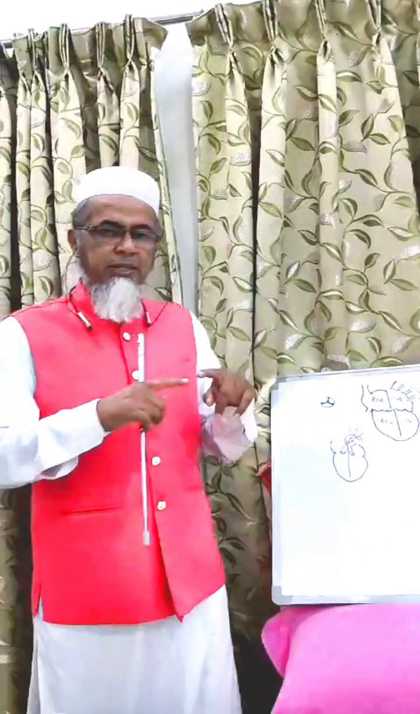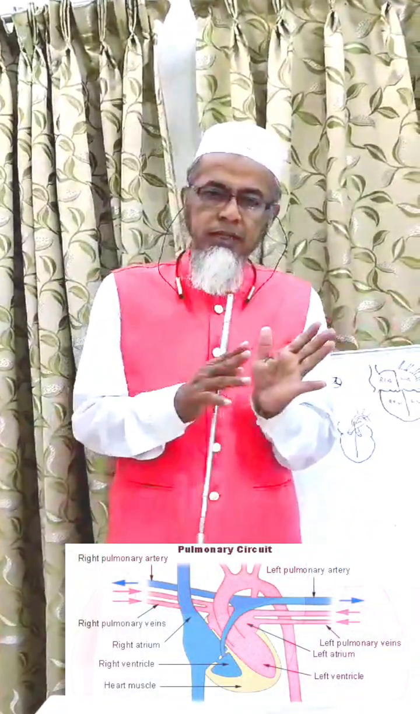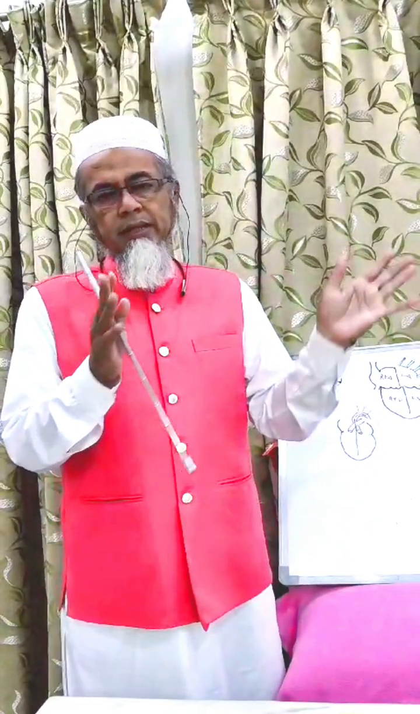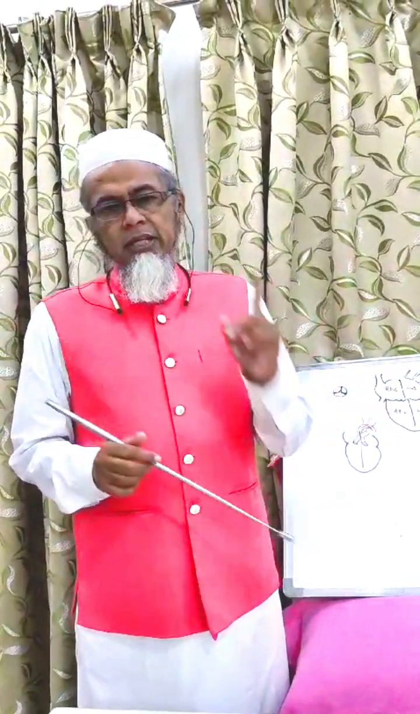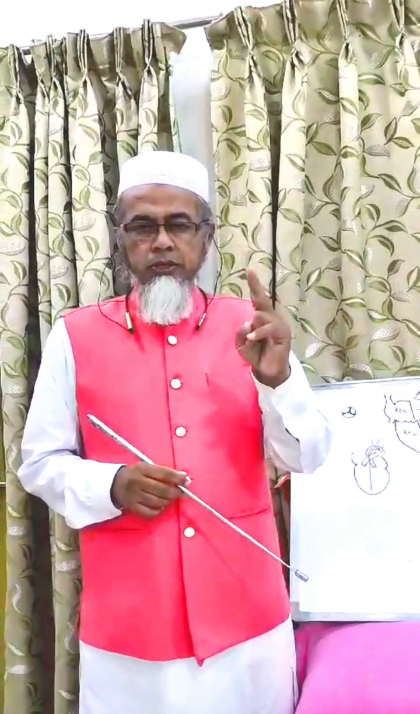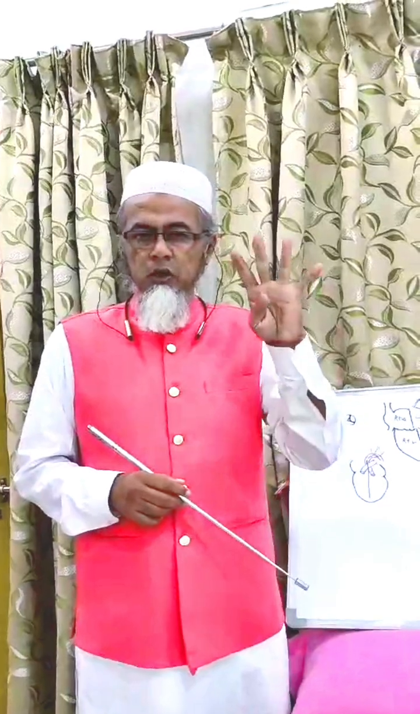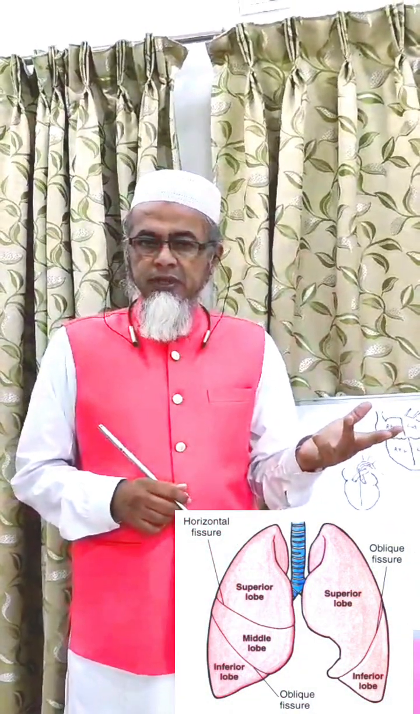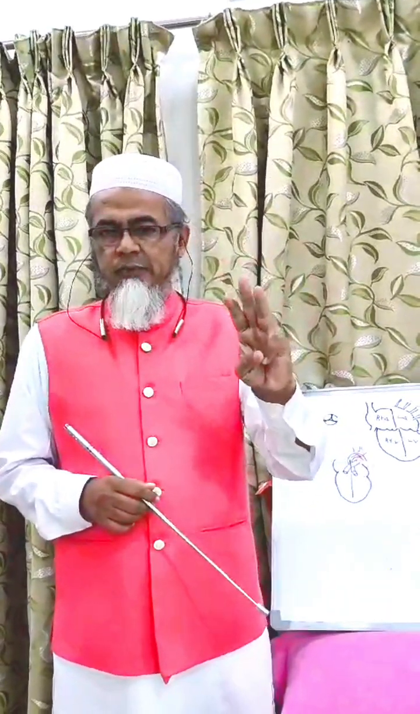The pulmonary trunk divides into 2 pulmonary arteries, one going to the right lung and another to the left lung. Each lung has 1 artery and 2 veins, and the right lung has 3 lobes. The right side of the heart has 3 valves, that is, the tricuspid valve.